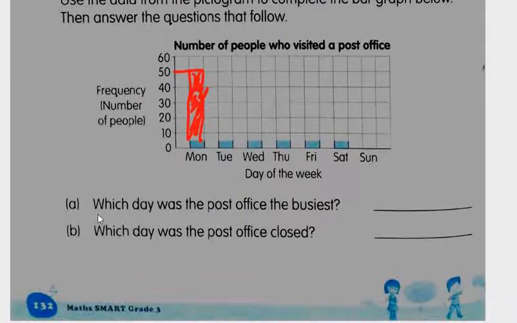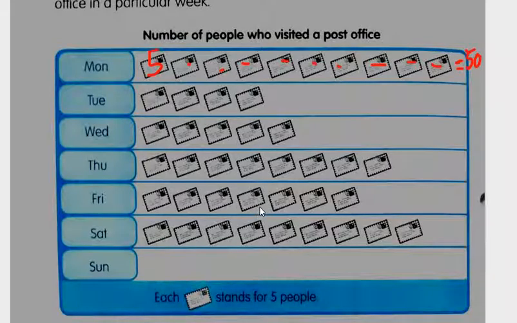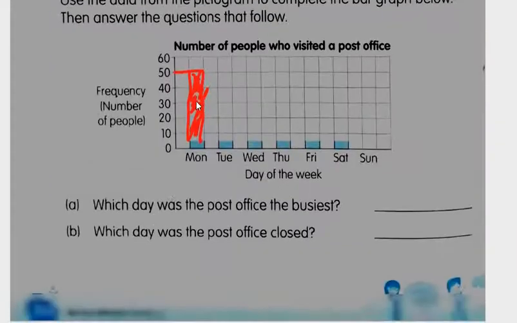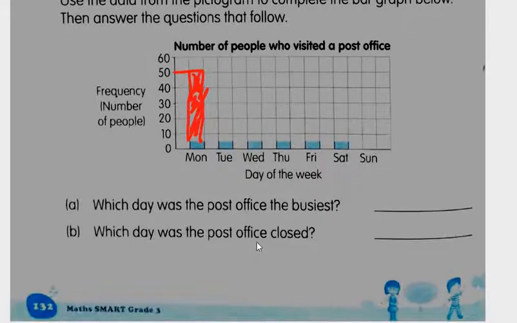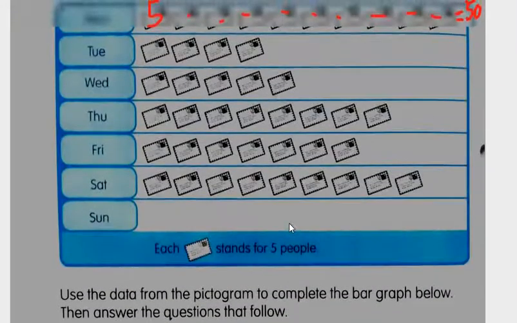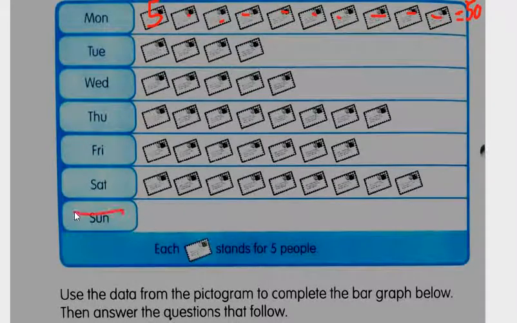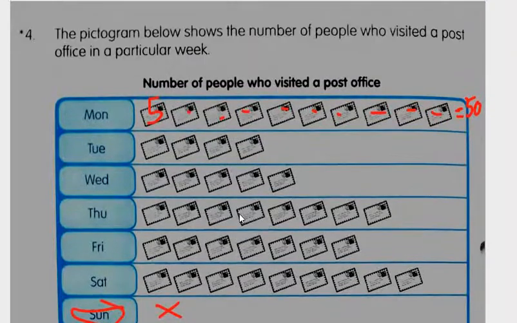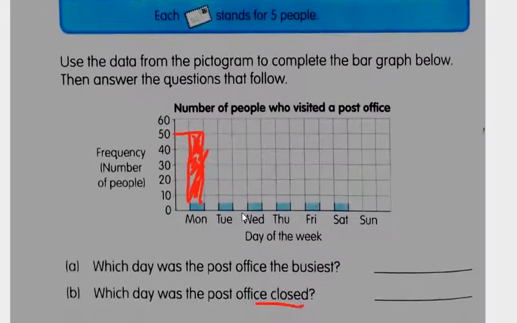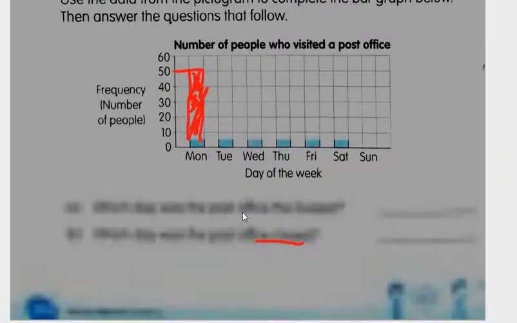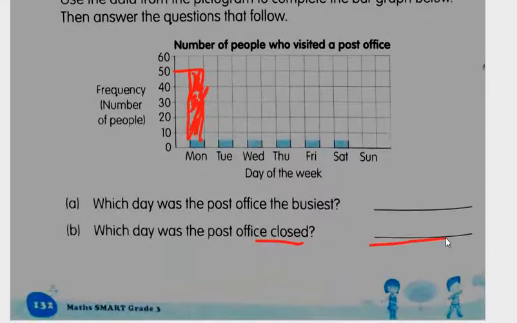Now question A: which day was the post office the busiest? Which one has the most number of envelopes? That is Monday. And which day was the post office closed? It is obvious, right? Because Sunday doesn't have any envelope, so it must be closed on that day. So the answer for B is Sunday.